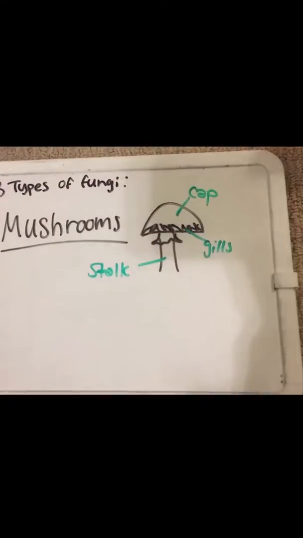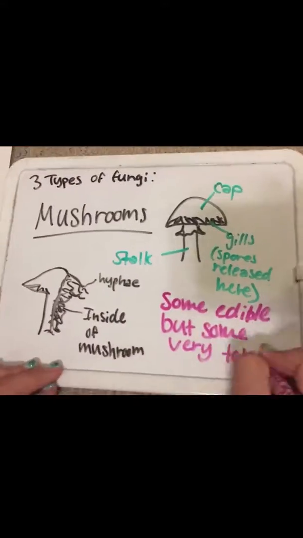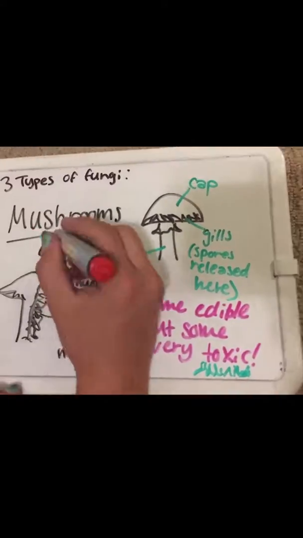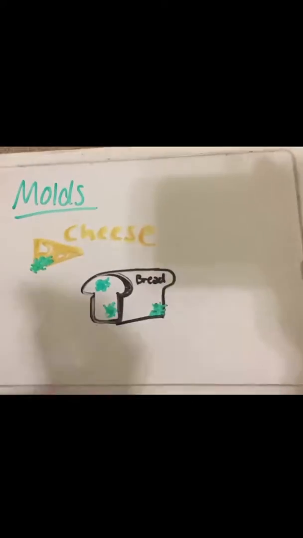The fruiting bodies of fungi are the mushrooms. Some are edible, while others are extremely toxic. Molds can be in many colors, and they appear fuzzy. The blue part of blue cheese is actually mold.